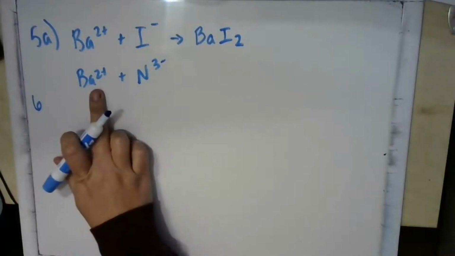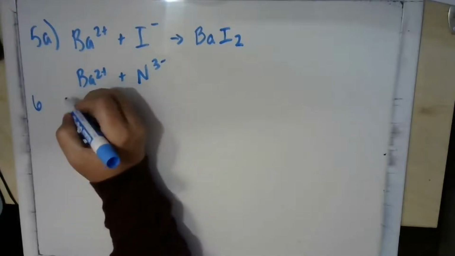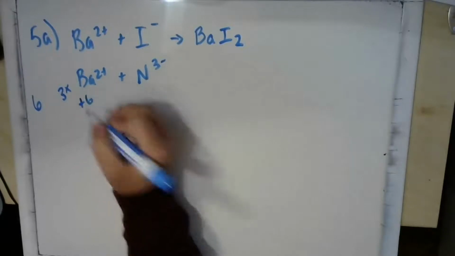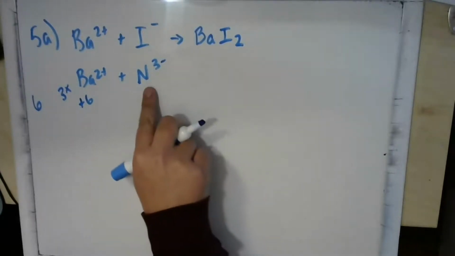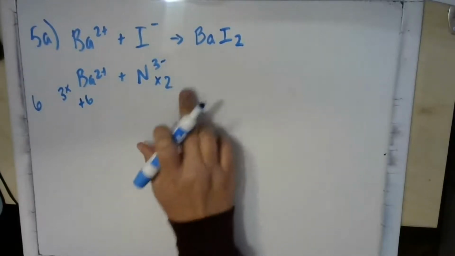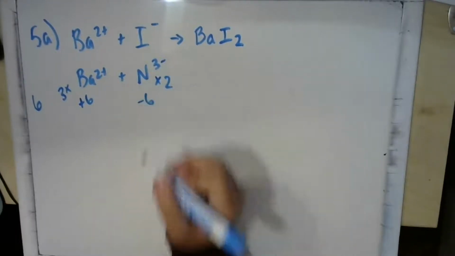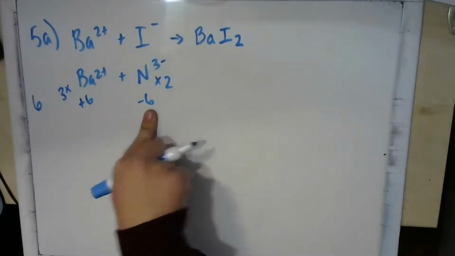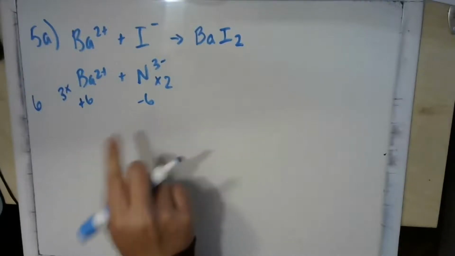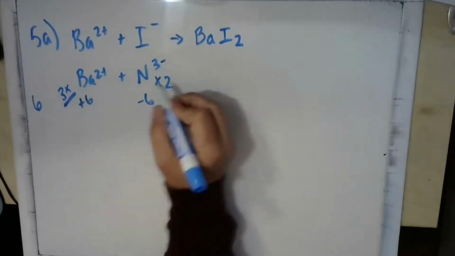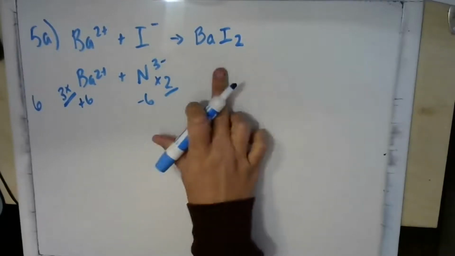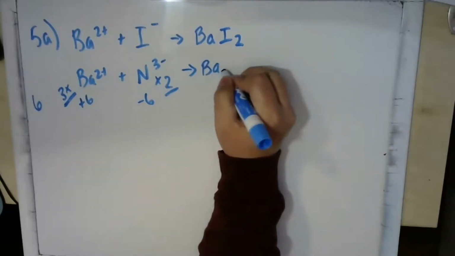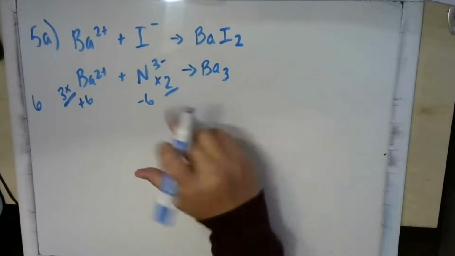Okay, so if I have 3 bariums, let's say, my total barium charge would be +6. If I have 2 nitrogens, my total negative charge would be -6. And now I have a +6 charge reacting with a -6 charge, and I have charge neutrality. Okay, so I'm going to transfer these little multipliers into my formula. So I'm going to have 3 bariums, which will be Ba3, and 2 nitrogens.